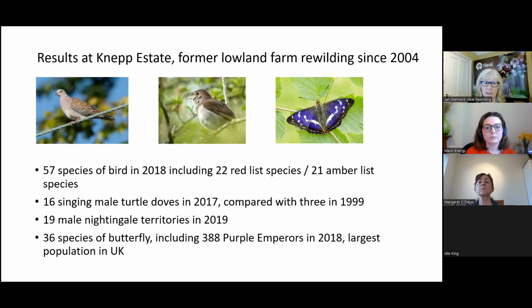And their results are extraordinary. So anyone interested in biodiversity gain, look at these results, they're absolutely amazing. So they've had huge increases in bird species. Turtle doves used to be everywhere in Britain. Nobody ever sees them or hears them. Nightingales galore. If you go to Knepp at the right time, you'll always hear a nightingale. Extraordinary number of species of butterfly. The biggest site for purple emperors, which is this beautiful butterfly you can see, the purple one top right.